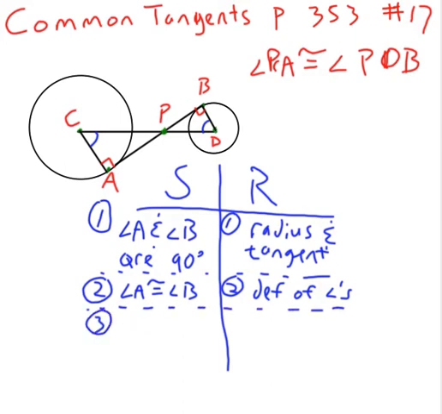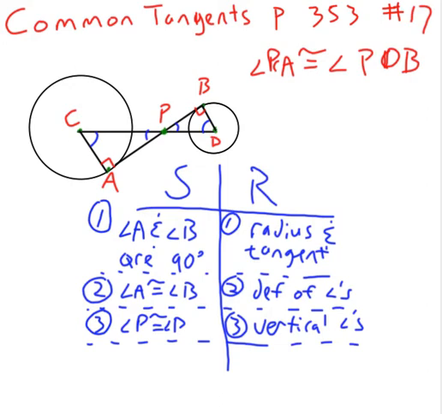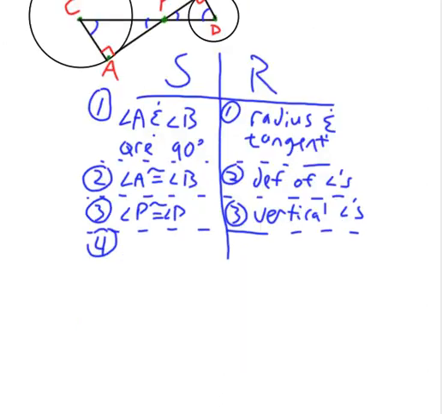All right, step 3, if we could find one more angle in common, well then we'd have similar triangles. So here we go, we got vertical angles right here. So angle P is congruent to angle P. Why? Vertical angles. And finally, step 4, well I guess we're gonna end up having 5 steps here. Step 4, we can say the triangles are similar. So triangle PCA is similar to triangle PDB.